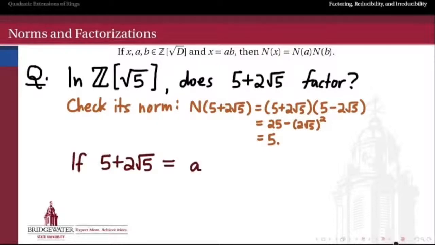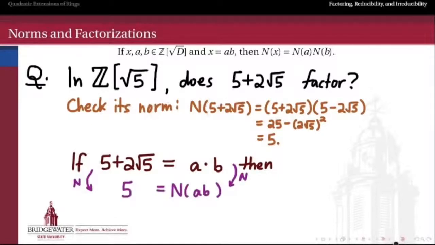Now, if this number happens to factor into a times b, then by taking the norm of both sides, and then observing that the norm is a multiplicative function, so the norm of a times b is the norm of a times the norm of b, we find out that if this number factors into a times b, then the product of the norms of a and b has to be 5.